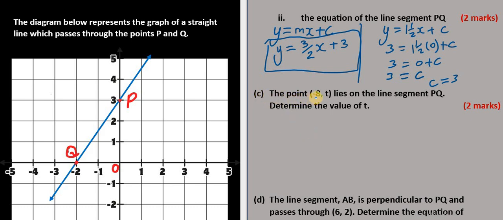Part C, the point (-8, t) lies on the line segment PQ. Okay, so basically, they're telling us this. There's actually a point that is on the straight line, right? Remember, the straight line is defined as this equation, y = 3/2 x + 3, right? And they're saying that there's a point that lies on this particular line. What it's telling us is, when x is -8, y is some value t.